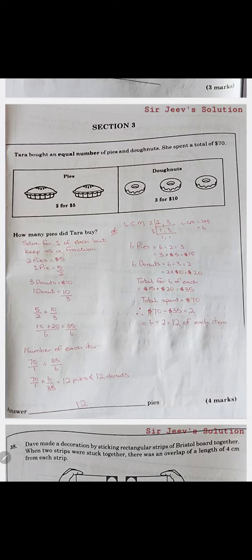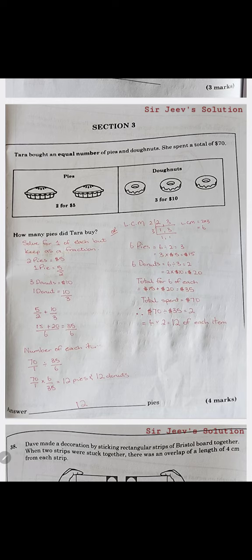So we have 2 ways we could have worked this. The first way is to solve for one of each item, but keeping the answer as a fraction. To solve for one, we take the total divided by the quantity given. So we know 2 pies cost $5, so 1 pie would be $5 divided by 2, which is 5 over 2. We know 3 donuts is equal to $10, so 1 donut will be 10 divided by 3, which is 10 over 3.